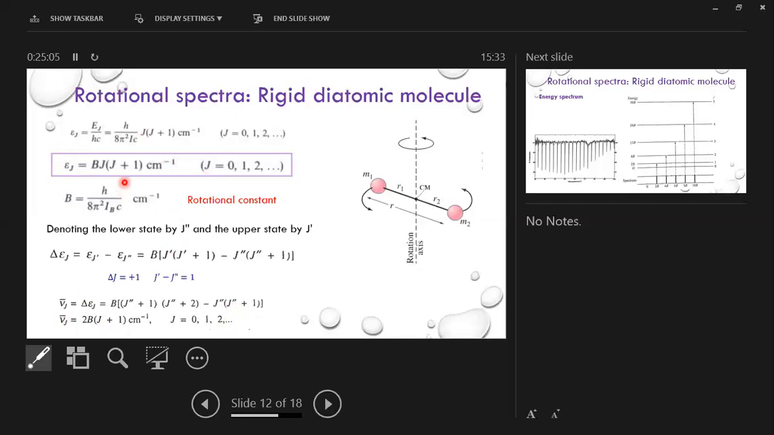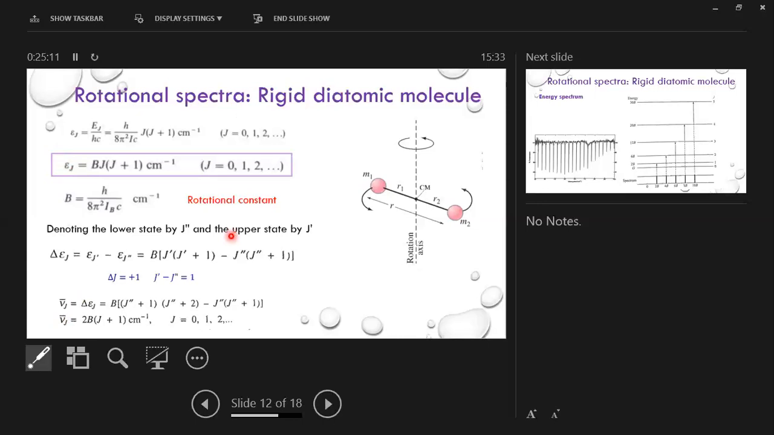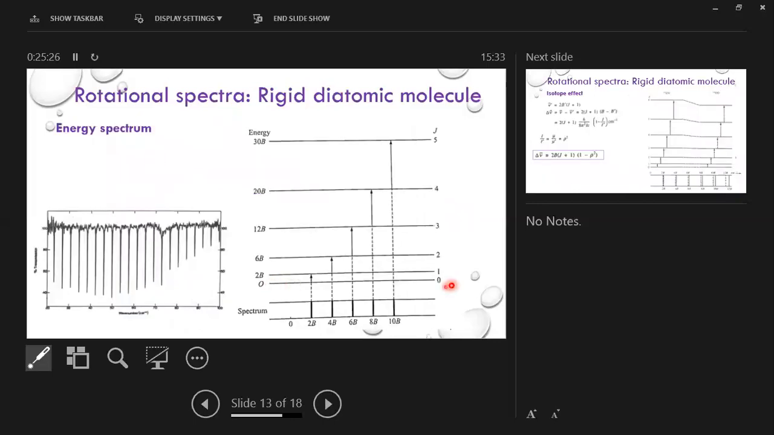Now, what do the energy levels look like? This is actually the energy spectrum. We can just put in these values. If we put J equal to 0, E_0 equals 0. If we put J equal to 1, then E_J equals 2B. If we put J equal to 2, this will be 6B and so on. These are the J values: J equal to 0 corresponds to energy 0, J equal to 1 to 2B, J equal to 2 to 6B and so on. As you can see, on increasing the J values, the energy gap between the adjacent rotational levels also increases.